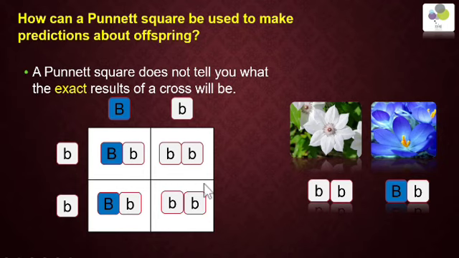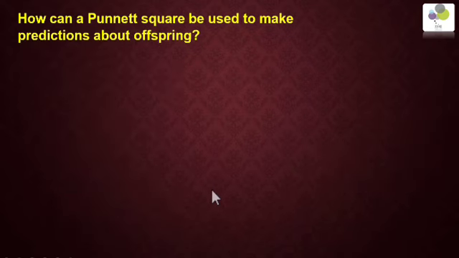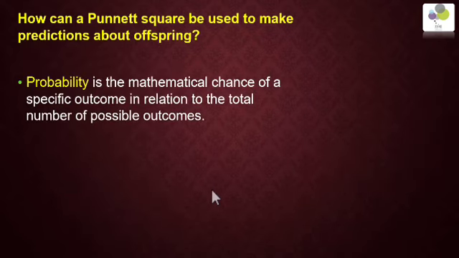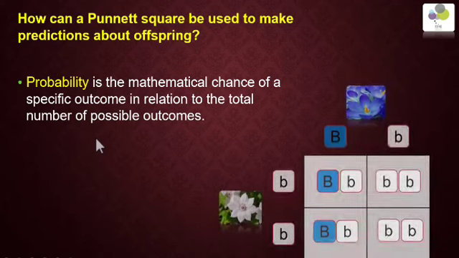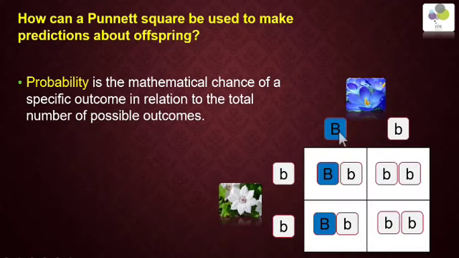So we can find the probability of certain outcomes, of a certain kind of organism, to the total number. What is probability, guys? Probability is the mathematical chance of a specific outcome in relation to the total number of possible outcomes. So if we're talking about the probability of the blue to the total, or the probability of the white to the total, we can express it in two ways.